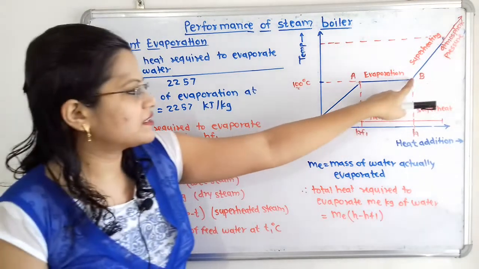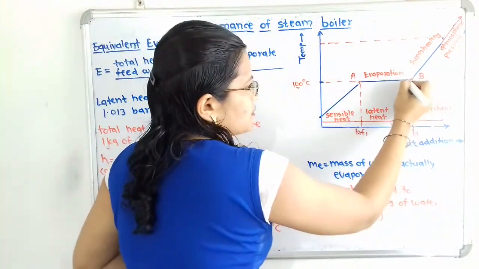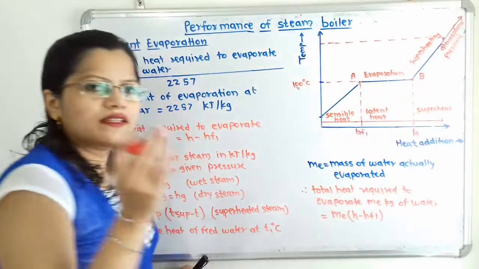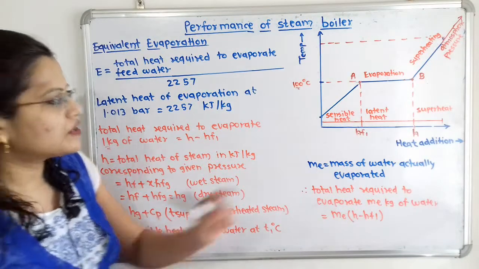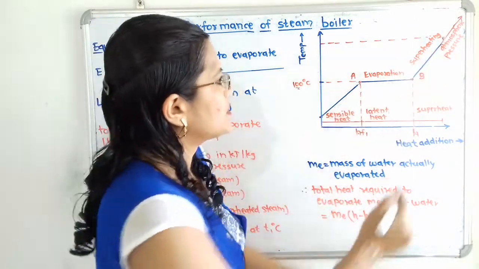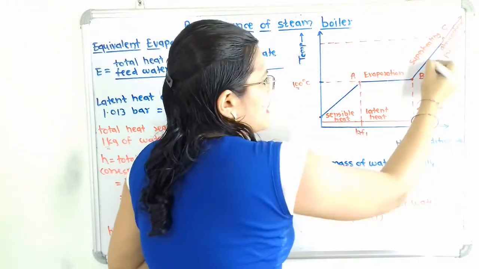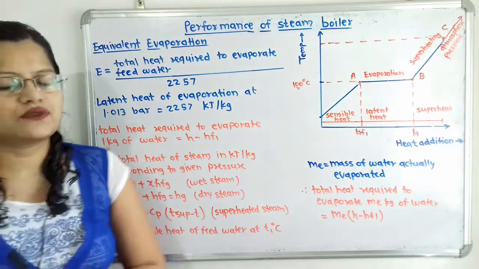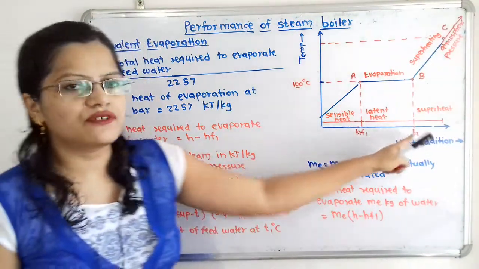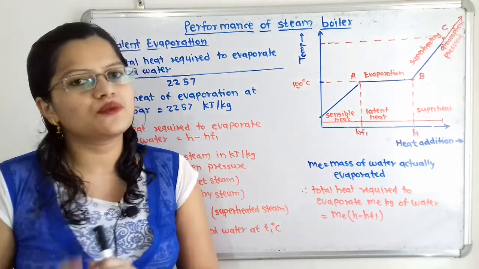Now this H is for the dry and saturated steam. Suppose the H point is in between A and B, then we will say the steam is wet steam. Suppose this point is beyond point B, and suppose here is the point C, that is for superheating, then we will say that the steam is superheated steam. So how will we define this H for the dry and saturated steam, wet steam as well as superheated steam?